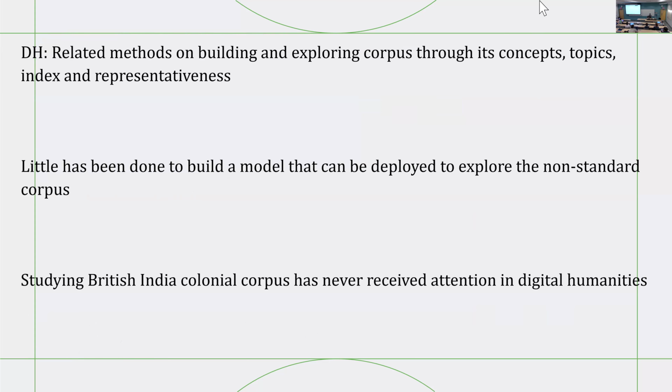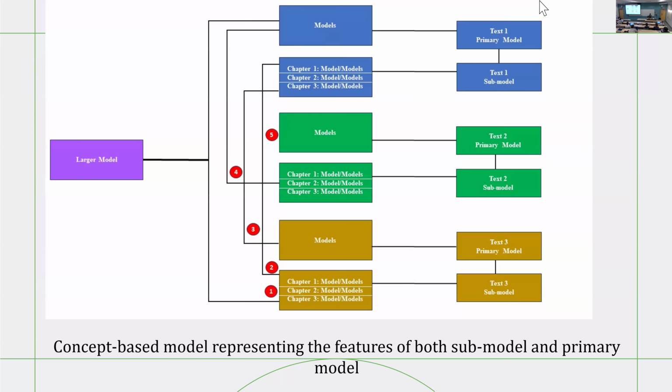And when it comes to studying the British India colonial corpus, there was no previous study that looked at these kinds of complex issues. So I propose this concept-based model to extract various related information. It's kind of an experiment. I don't propose any solution here. It's kind of a problem identification using an experimental method.